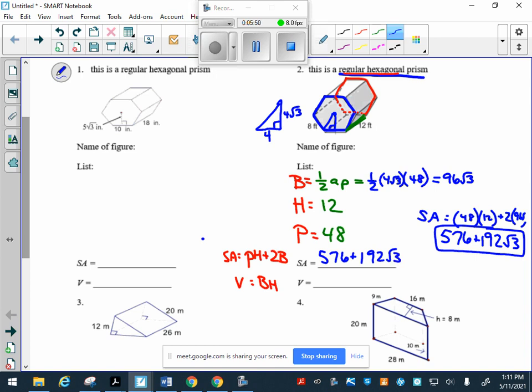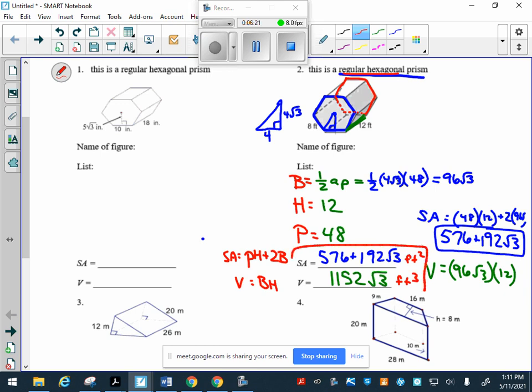All right, volume. Area of the base times the height. So 96 root 3 times 12. 1152 root 3. Now remember that units for surface area are square feet, and volume is cubic.